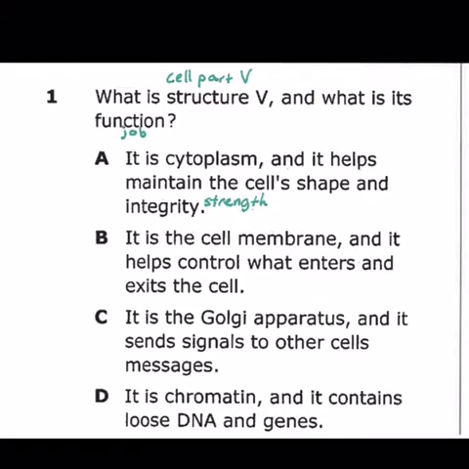Question 1. What is structure V, or cell part V, and what is its function or job? A. It is cytoplasm, and it helps maintain the cell shape and integrity or strength. B. It is the cell membrane, and it helps control what enters and exits the cell. C. It is the Golgi apparatus, and it sends signals to other cell messages. D. It is chromatin, and it contains loose DNA and genes.